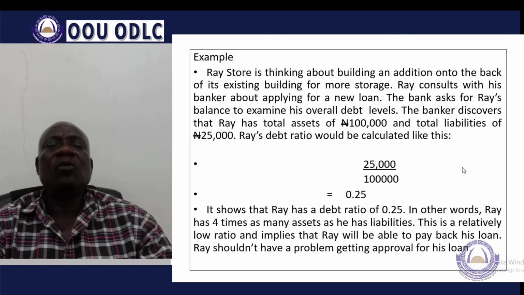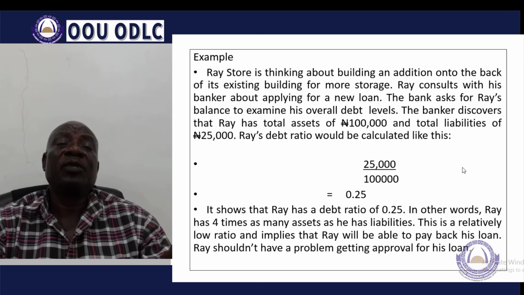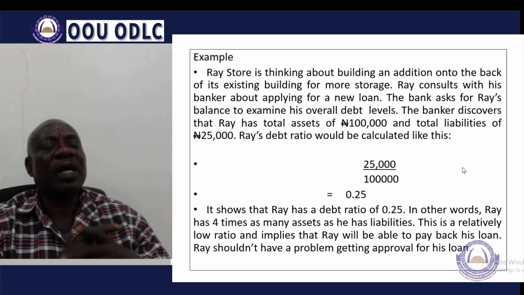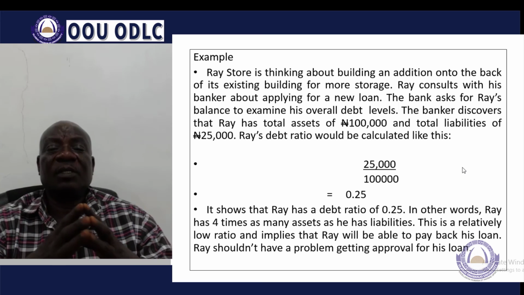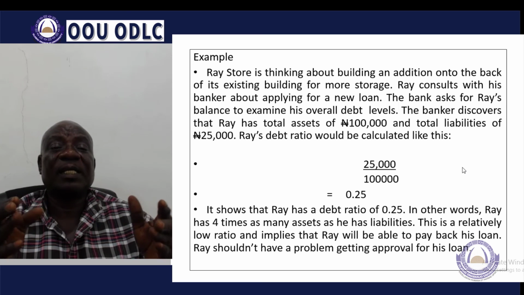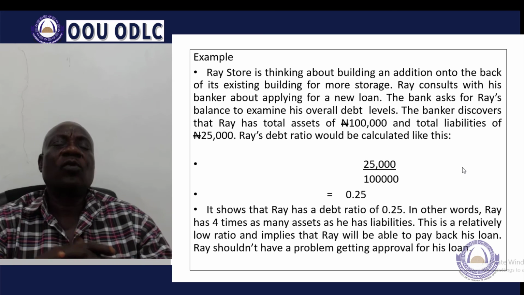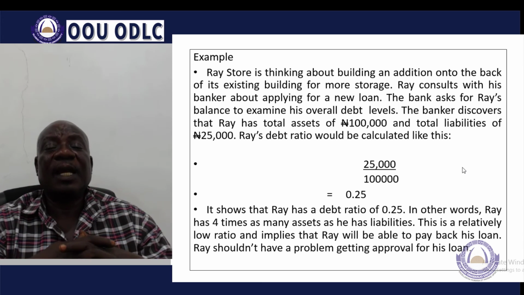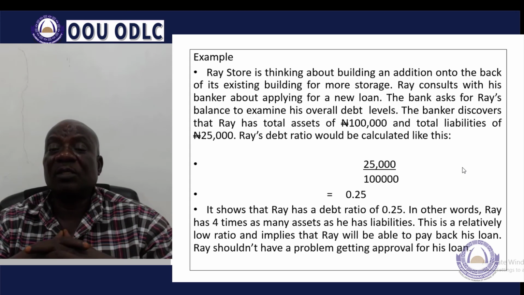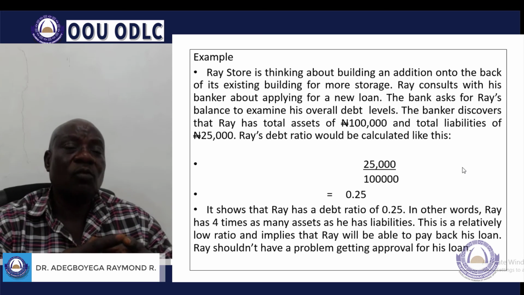Let's look at an example. Let's say Ray Store is thinking about building an additional storage at the back of his existing building. Let's say Ray consults with his banker about applying for a new loan, and the bank asks for Ray's balance sheet to be examined. Let's say the bank finds that Ray has total assets of 100,000 naira and total liabilities of 25,000 naira. Then Ray's debt ratio will be calculated like this: 25,000, which is liabilities, over 100,000 naira. That shows that the assets of Ray can be used 4 times to pay off the liability.